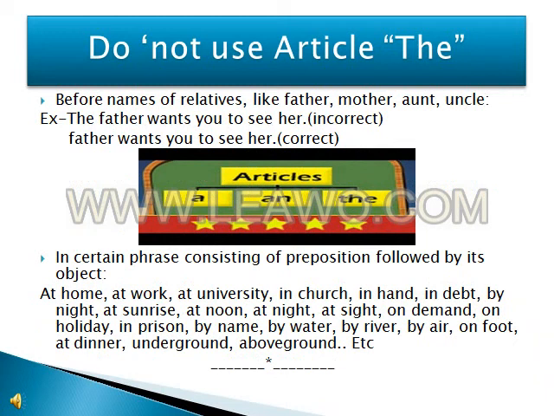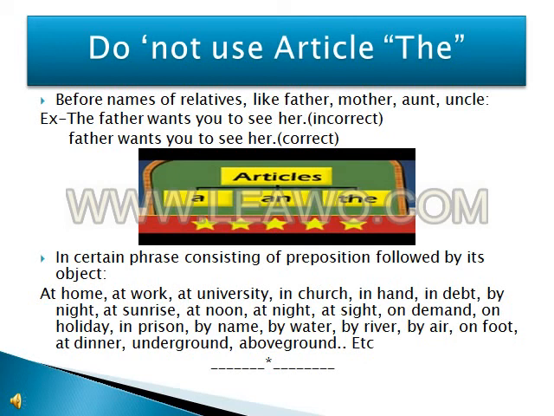What is the next rule? The next rule is before names of relatives like father, mother, aunt, uncle, we will not use the article the. Example: the father wants you to see her. So the father will be incorrect. What will be the correct sentence? The correct sentence would be: father wants you to see her.